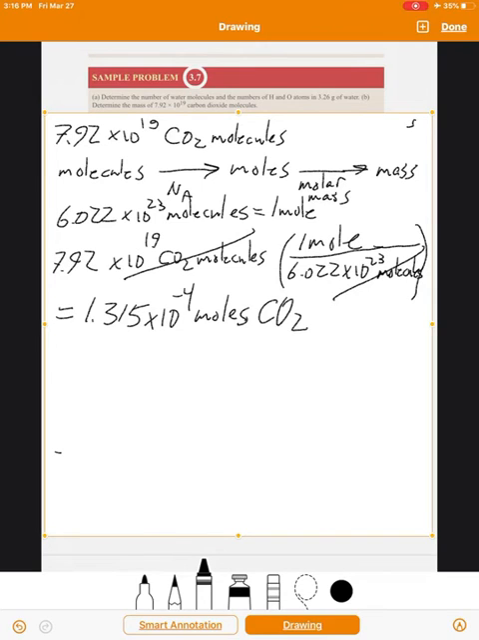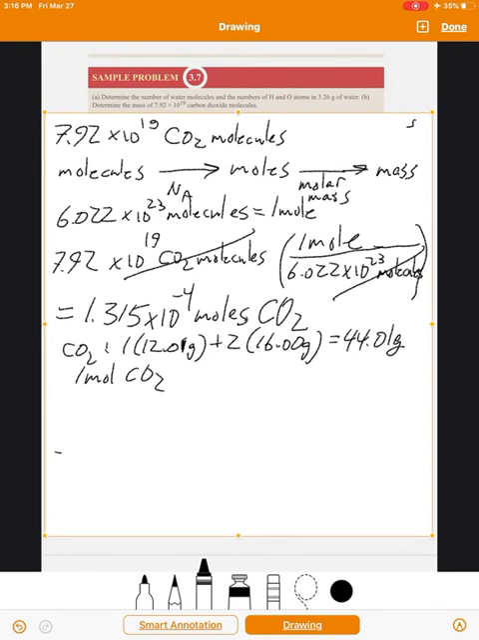Once you've got the moles of CO2, you convert that to grams by using the molar mass. So for carbon dioxide, there's 1 carbon, and that weighs 12.01 grams. Again, you're getting that from the periodic table. 2 oxygens. So that gives you a total of 44.01 grams. So 1 mole CO2 weighs 44.01 grams of CO2, if you want to write it that way. Okay? So now we have the number of grams.